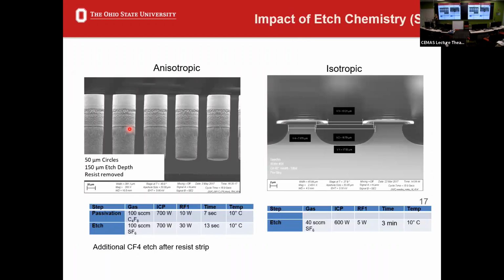So that's for the selectivity, but we also care about the profile. A lot of times what you're trying to do is etch pretty deep. So these etches on the left, this is actually silicon. They're 50 microns, so not the smallest things we've ever made. The diameter of these circles at the top is about 50 microns, and we're etching 150 to 200 microns down, which is very deep for the types of stuff we do.